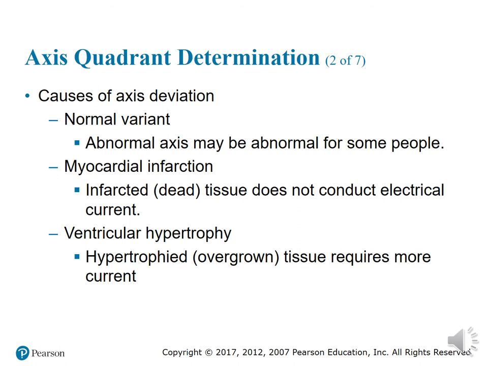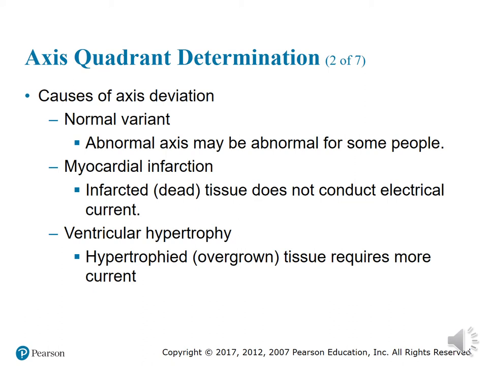All right, causes of axis deviation: normal variant, an abnormal axis may be normal for some people. Myocardial infarction, infarcted dead tissue does not conduct electrical current. So, I mean, you're dead, nothing's going on, right? It's no different if you have some dead tissue in your heart. The rest of your heart may be working, but in one area of the heart, we have no activity.